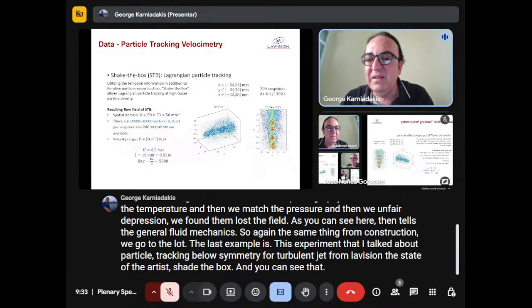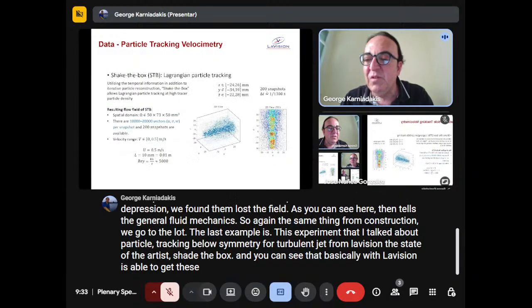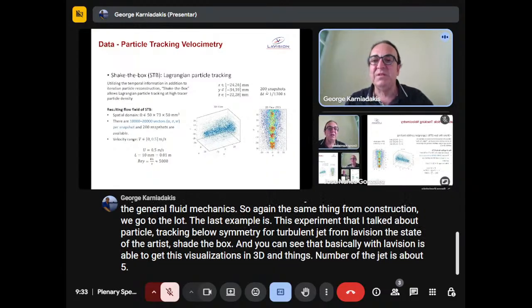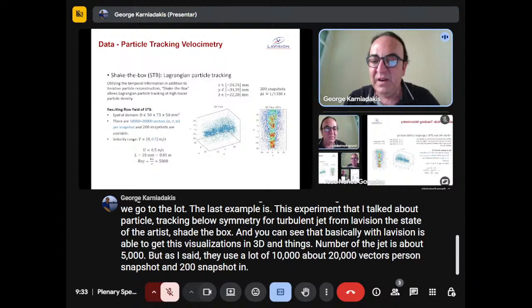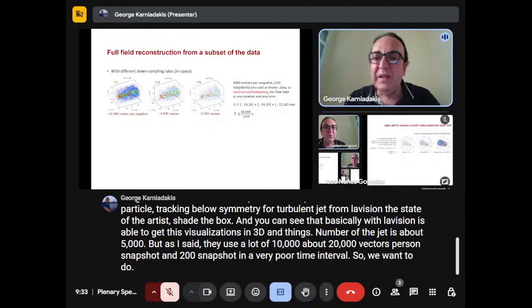And you can see that LaVision is able to get these visualizations in 3D. The Reynolds number of the jet is about 5,000. But as I said, they use a lot, 10,000 to about 20,000 vectors per snapshot and 200 snapshots in a very short time interval. So we want to do better. We want to downsample in space and time, in fact.